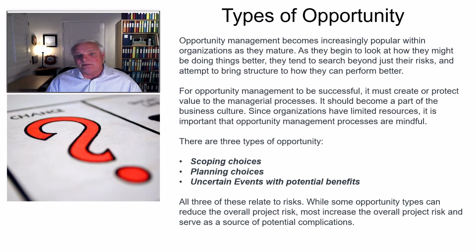Now, types of opportunities that are available to you. You've got scoping choices. Can we change our scope? Is there a way to manipulate the scope in a positive way? Not that we're doing this in a negative way, but is there a way to manage the scope differently? Can we plan our choices differently? And can we take uncertain events with potential benefits and find a way to capitalize on them? Can we work on those? All three of these relate to risk, but sometimes we don't recognize that these are things within the project management environment. These are all things you need to take advantage of if possible.